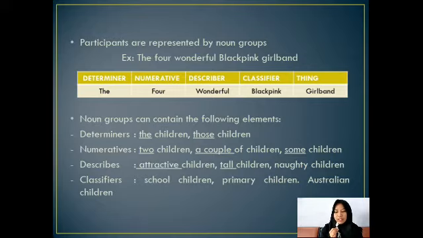The noun groups can contain the following elements: determiners, numeratives, describers, and classifiers. In determiners, the examples are the children or those children. In numeratives, we have example, two children, a couple of children, and some children. In describers, we have example, attractive children, tall children, naughty children. And classifiers, we have example, school children, primary children, and Australian children.